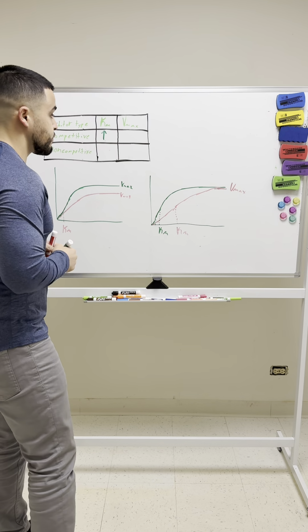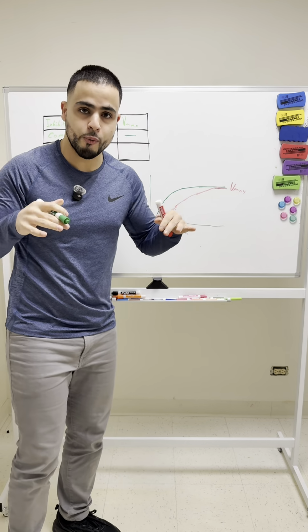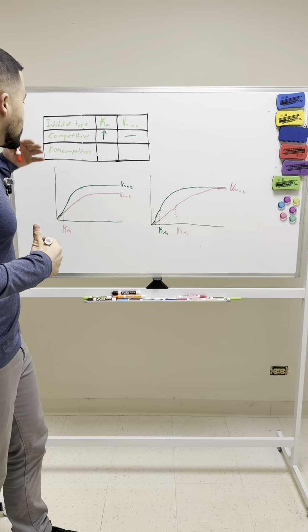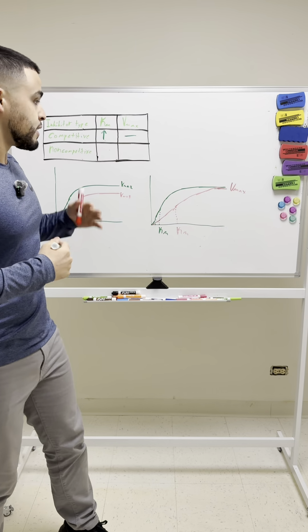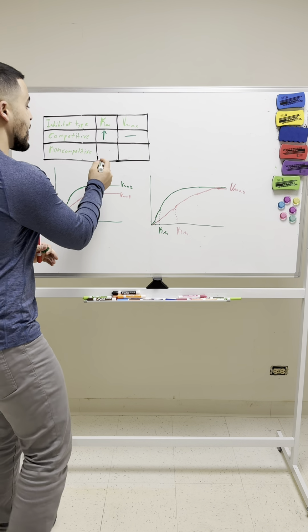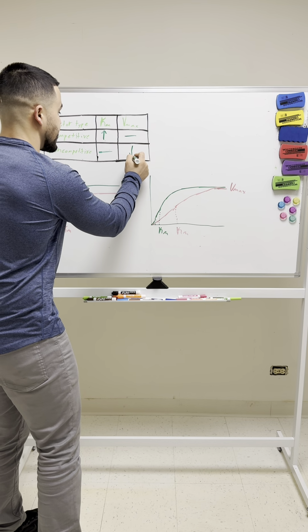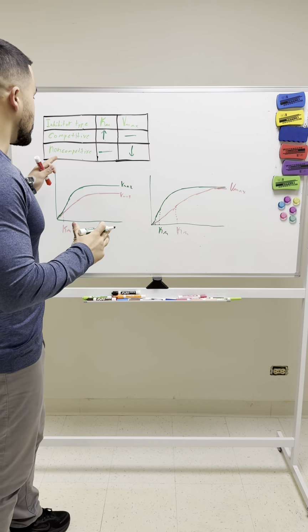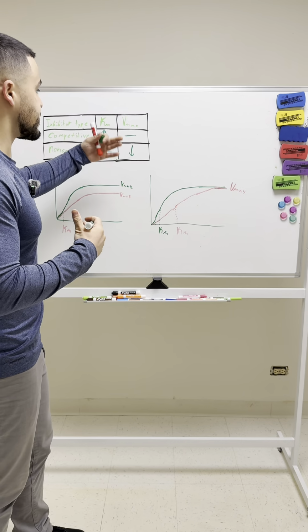Well, what will happen to Vmax? Well, Vmax will remain constant because initially it might be a slower reaction, but if you increase the substrate enough, you will eventually reach the original Vmax. Now, in the case of non-competitive inhibition, Km will remain constant, whereas Vmax will go down because the way that the inhibitor affects the enzyme makes it so that it can't reach Vmax.